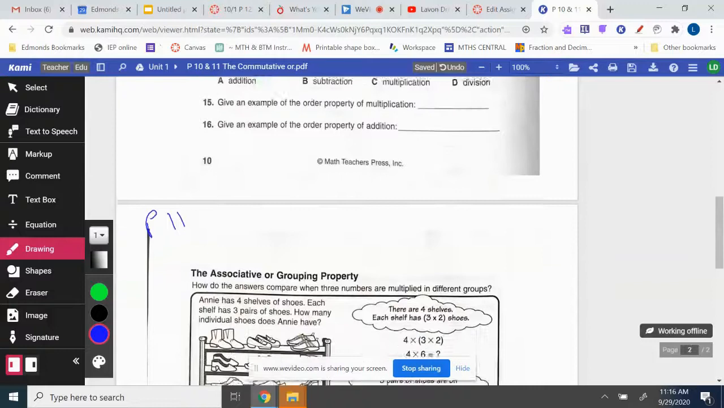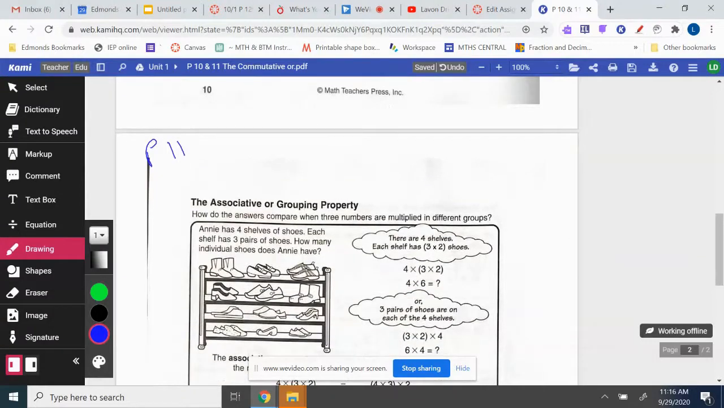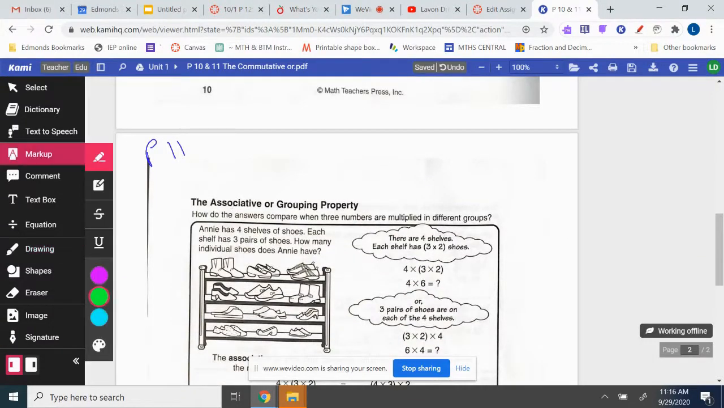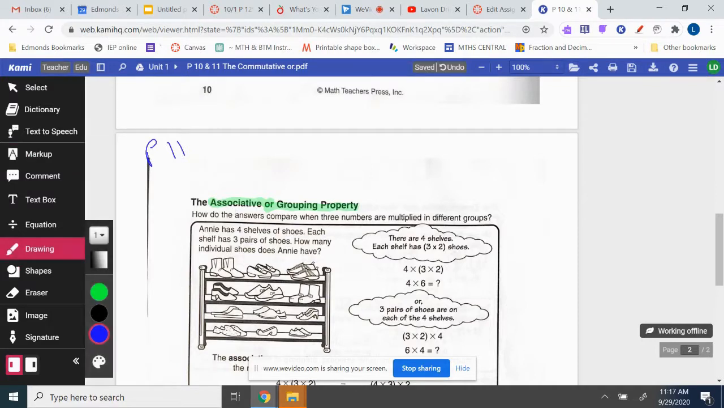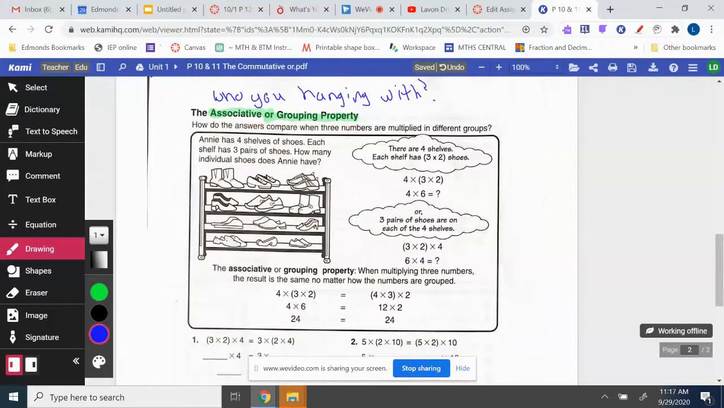So, page 11 is a new one. It's who you hanging out with, the associative property, or the grouping property. So associative is who you hanging out with. Who are you hanging with? So in this one, you're going to get a set of 3 numbers, and then you're going to multiply.